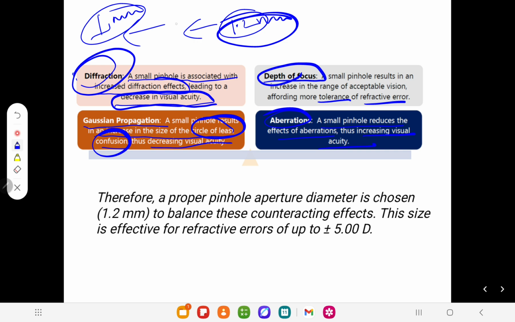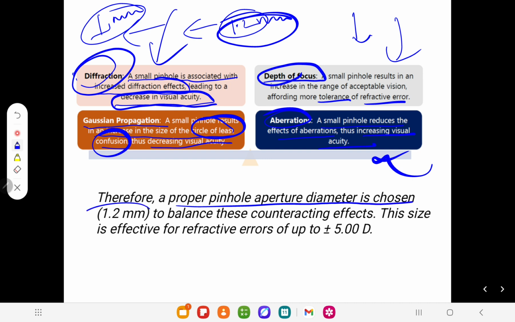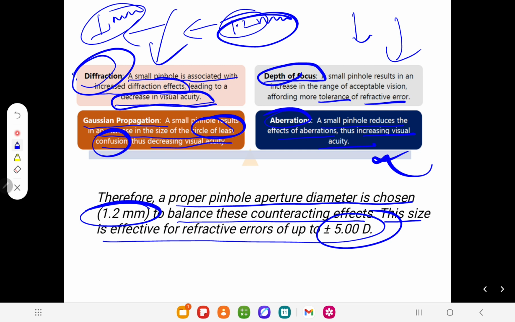But you have to understand, whenever you decrease the size of the pinhole, it's not always going to be a good thing. You have to consider diffraction, depth of focus, aberration, and Gaussian propagation. It's really important to consider everything. Therefore, the proper pinhole aperture diameter is chosen as 1.2 mm. Many times you see this in MCQs, just try to understand 1.2 mm is a good choice to balance these counter effects, and the size is effective for refractive error up to 5 diopters.